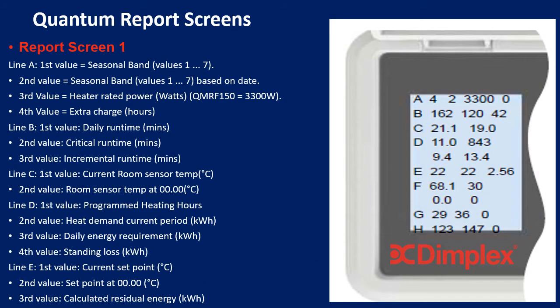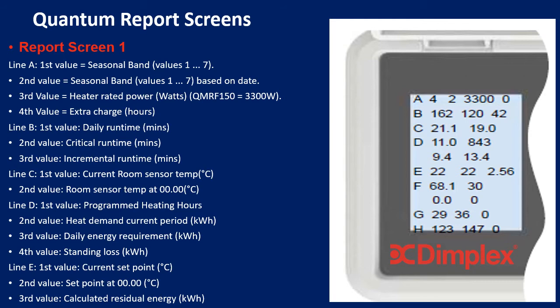Report Screen 1. Line A, first value, is the seasonal band between 1 and 7. The second value is the seasonal band between 1 and 7 based on the date. The third value is the heater rated power. The fourth value is the extra charge in hours.